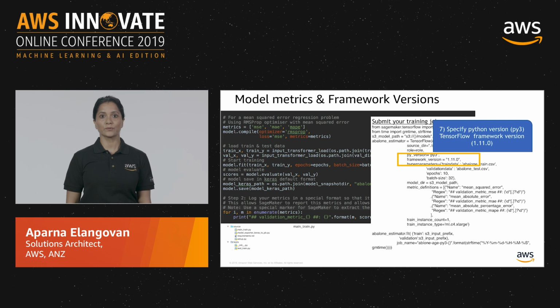Now, let's switch to a demo and see how this all fits together. This demo is to predict the age of abalone, a type of shellfish, based on its physical characteristics such as height, weight, and diameter.